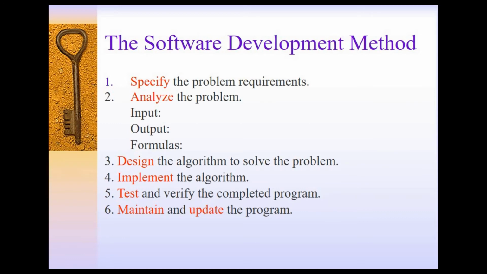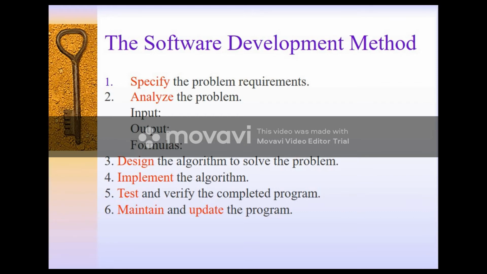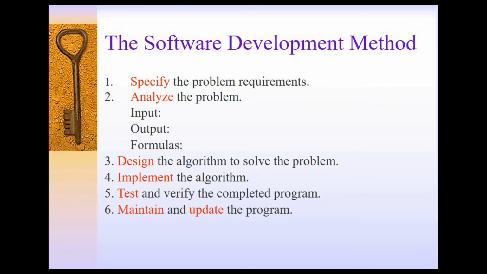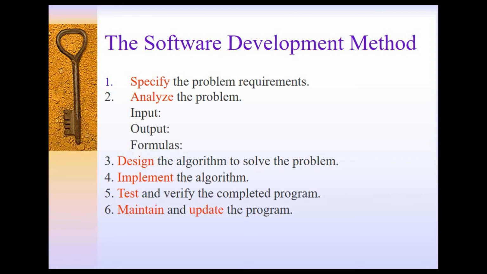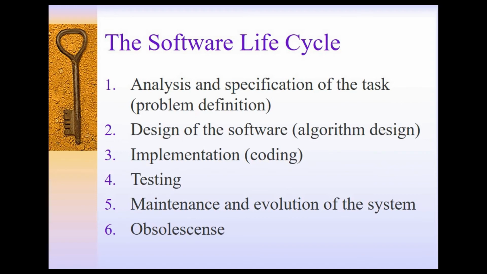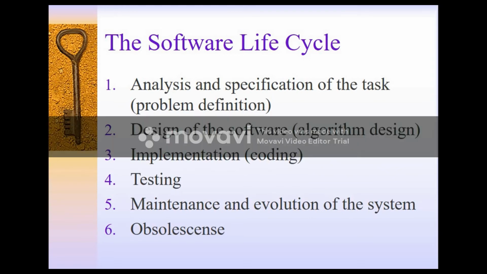Then we design the algorithm to solve the problem. Designing means you have algorithms, a step by step method. Then we have the implementation part. After designing the algorithm, you implement it. Then you have to test and verify the completed program, whether it is working according to the required problem, and then finally maintain and update the program. So this is the life cycle: analyze the specification of the task, design the software, implementation, testing, maintenance and evolution of the system.